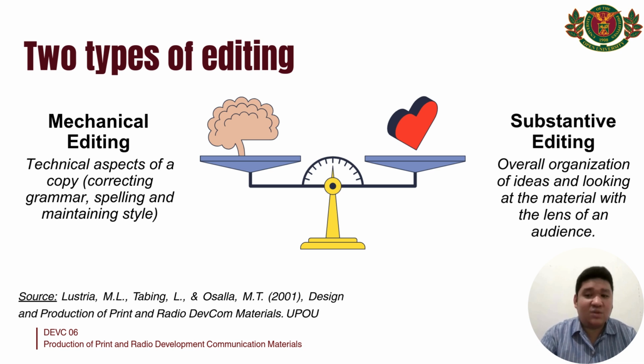Now, when we look at editing and its types, do we only choose one between the two? The answer is we use both. We use these two types to create a complete material. Mechanical editing shows that we provide our audience with authentic information through correct grammar and spelling. Substantive editing, however, allows us to convey our message through readability.